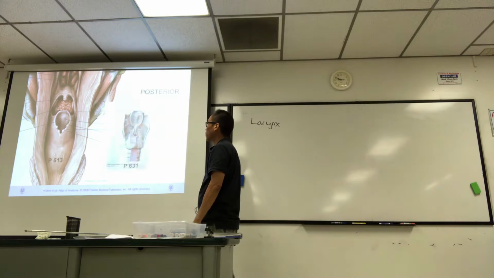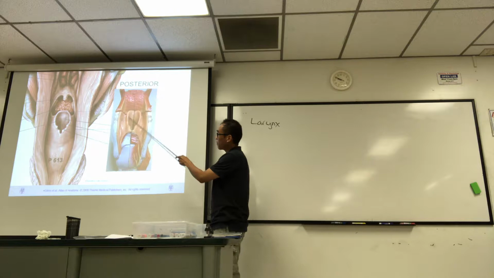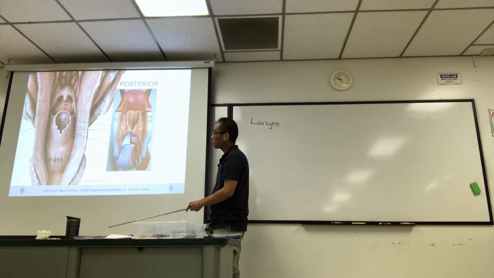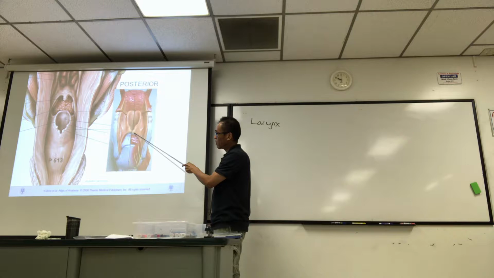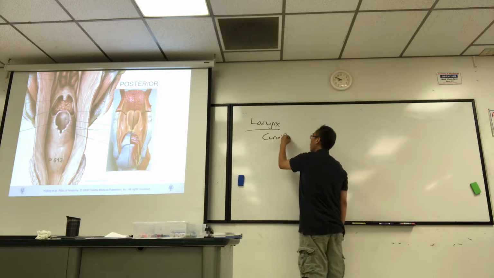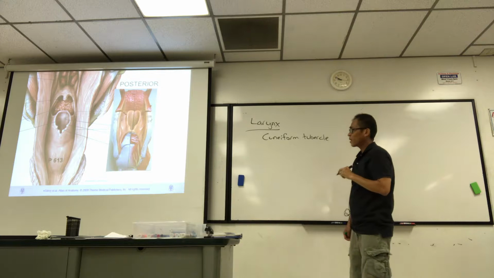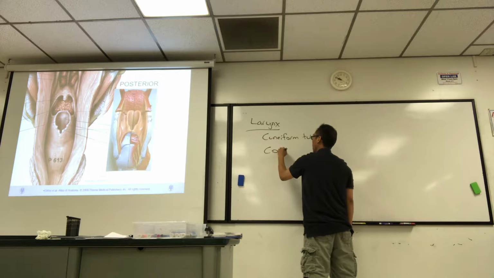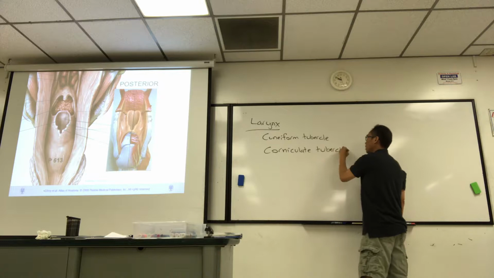We have a model that's pretty good at showing you this. They halfway have the membrane on, and where it's all bluish, that's just the cartilage where they took the membrane off. You should be able to identify these two bumps because they're created by cartilages that are deep. Let's note first the cuneiform tubercle, and the corniculate tubercle. Tubercle means bump.